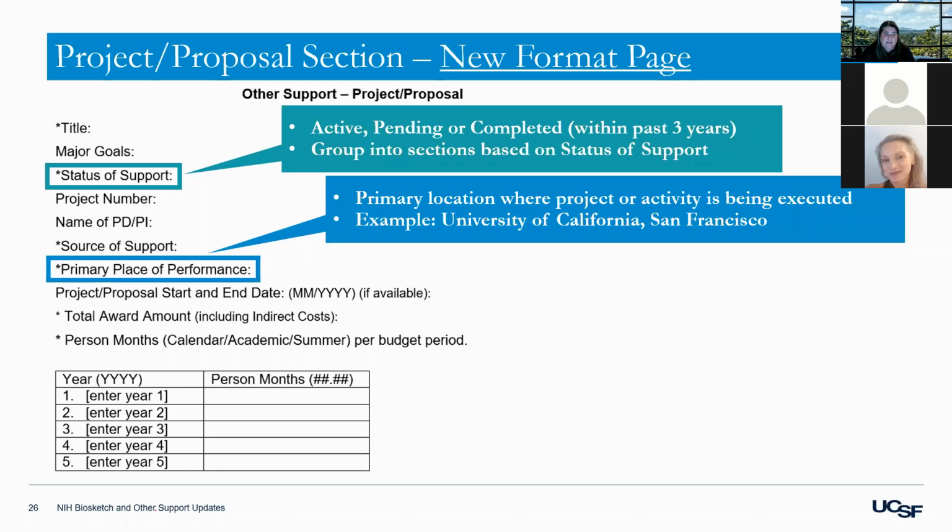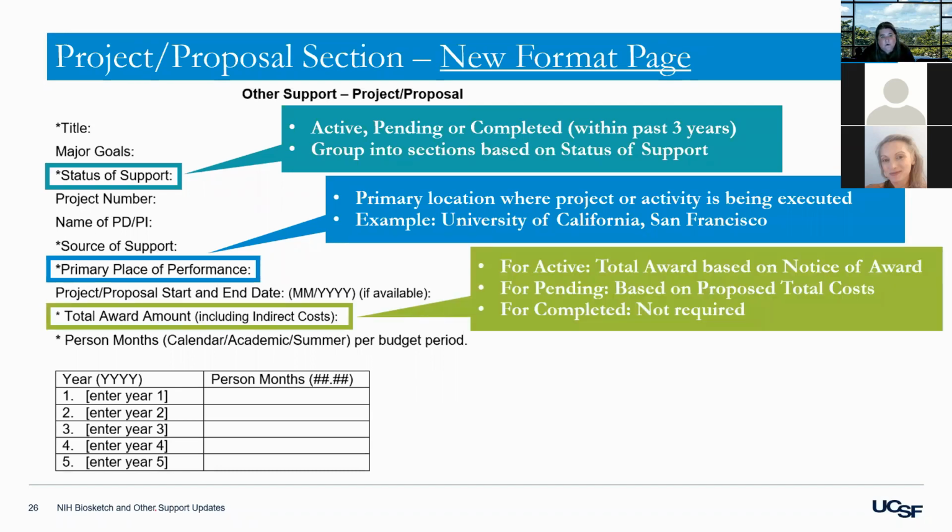Project proposal start and end date, that should be for the entire competitive segment. Total award costs, including indirect costs. For active, it's the total award based on what's in the notice of award. So all 5 years combined, or for the entire competitive segment, all needs to be combined. It can be directed to us. For pending, it's based on the proposed total costs. And for completed, it's not required.